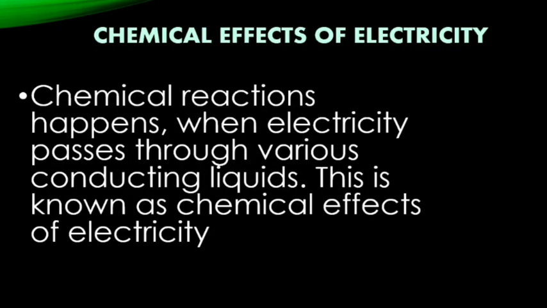Chemical effects of electricity. Chemical reactions happen when electricity passes through various conducting liquids, for example, electricity passing through water. This creates chemical reactions in the water, which is known as the chemical effect of electricity.